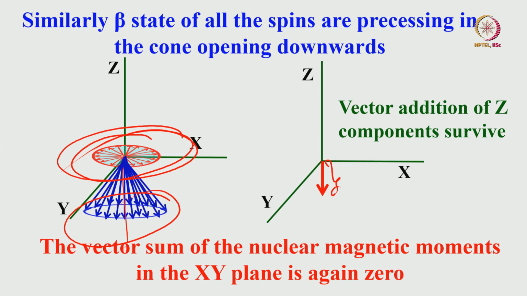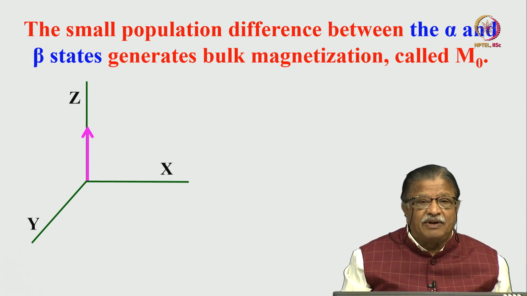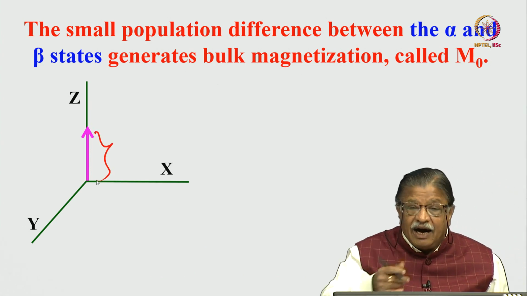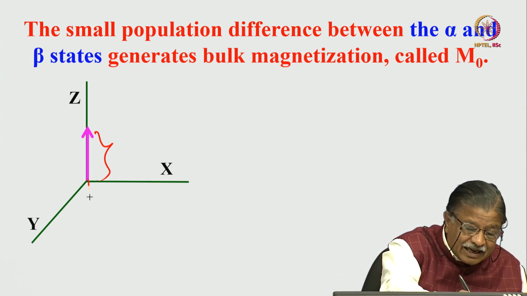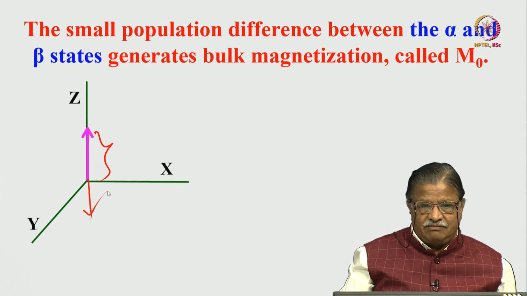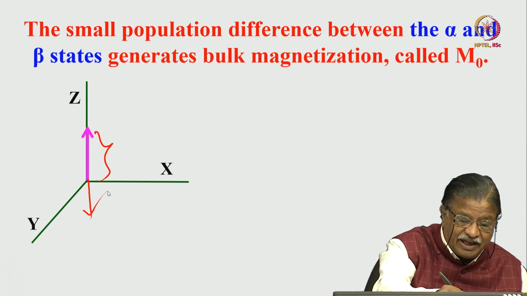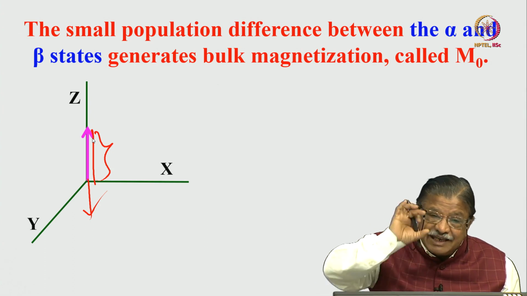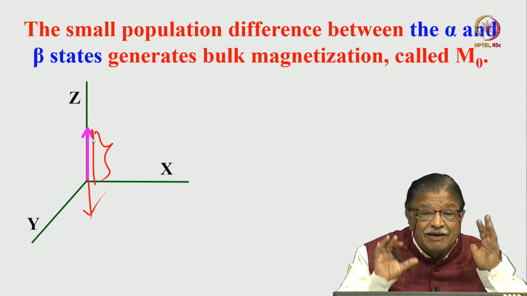This is the concept. But remember, I also said there is a small population difference between alpha and beta states. That means the magnetization along the plus z axis, this tiny magnet along the z axis, is more than that along the direction opposite to it. Now, if you take the difference of these two, again it is a vector addition. Difference of the magnets between the plus z direction and minus z direction, there is a small net magnetization. There is a tiny magnet along the z axis. There is a net magnet. This is what is called magnetization. It is called bulk magnetization.